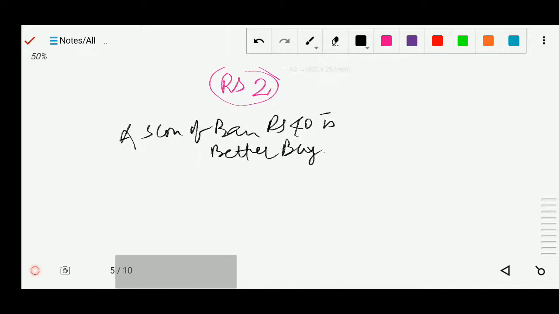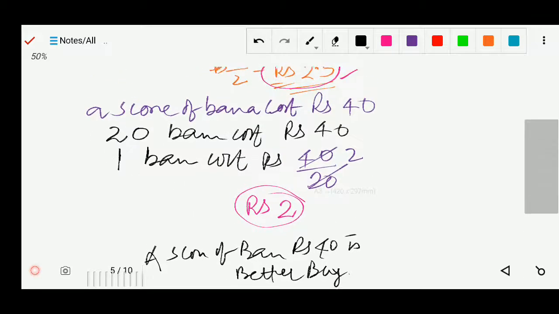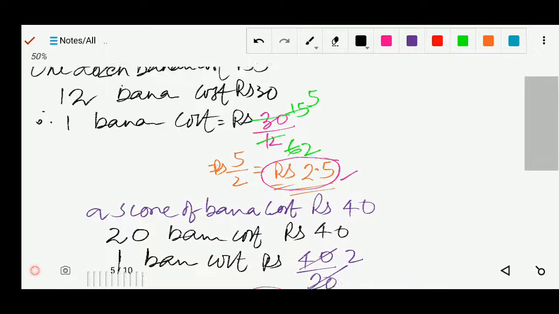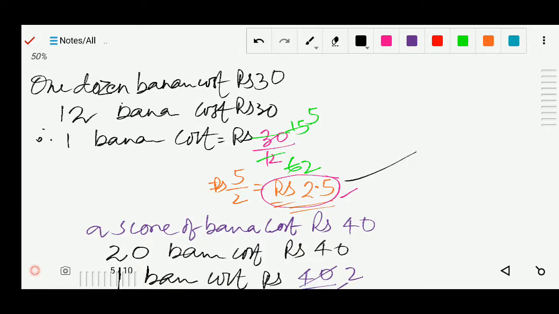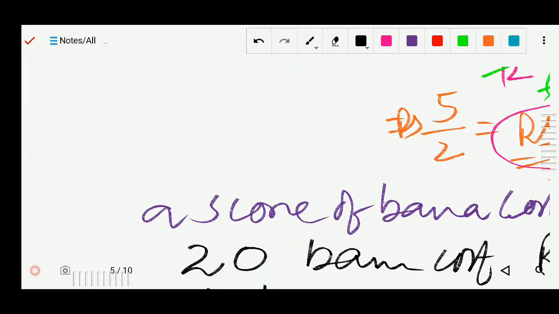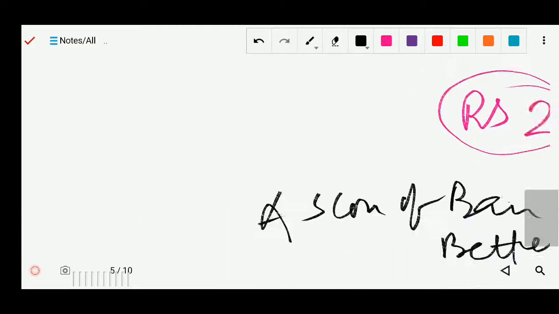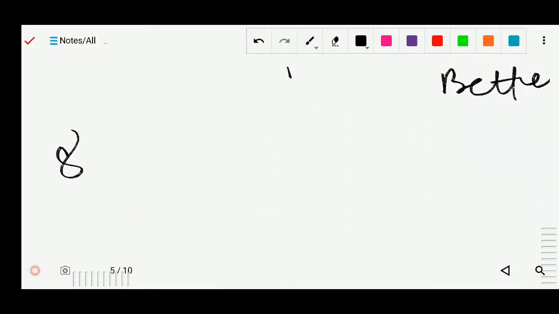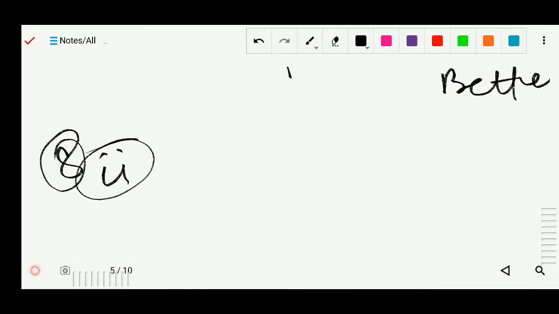In one dozen 12 bananas, in one score 20 bananas, and we have to find only the cost of one banana. So it is 2.5 the cost of one banana in the first case, in the second case 2 rupees. So of course we will get a better deal here. Understood? Same for question number 8, number 2, you can do by yourself, very easy it is.